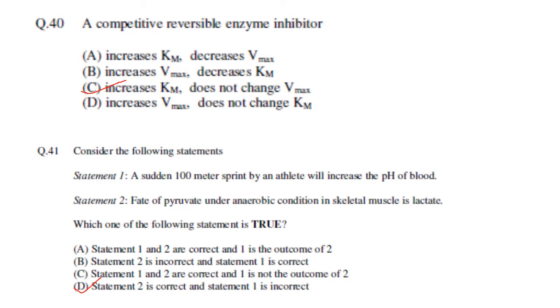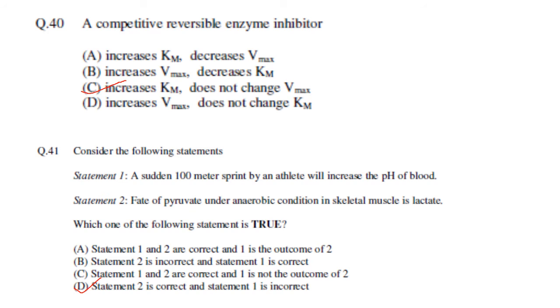Then a competitive reversible enzyme inhibitor: increases Km, decreases Vmax; increases Vmax, decreases Km; increases Km but does not change Vmax; increases Vmax but does not change Km. Answer is option C, increases Km, does not change Vmax.